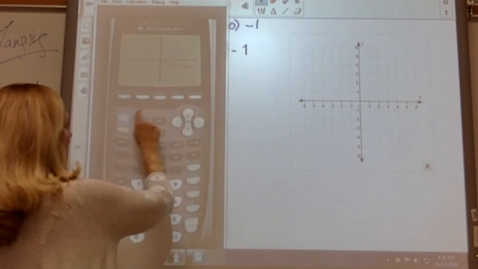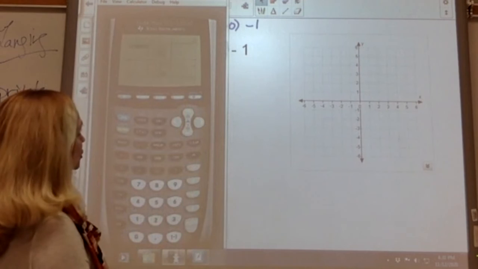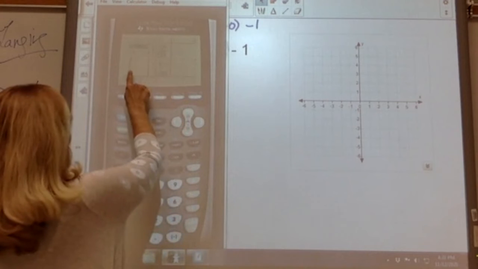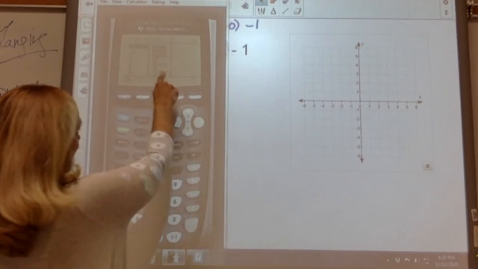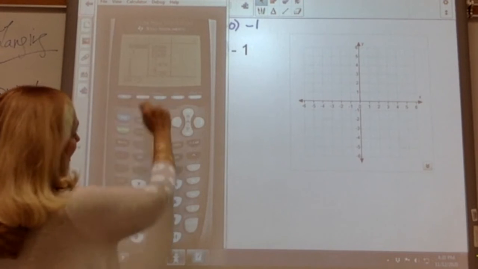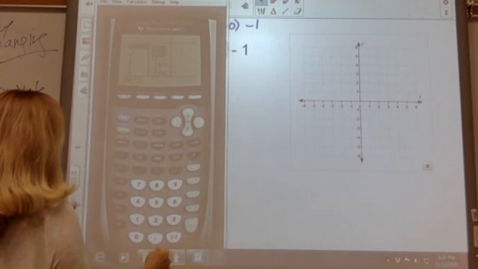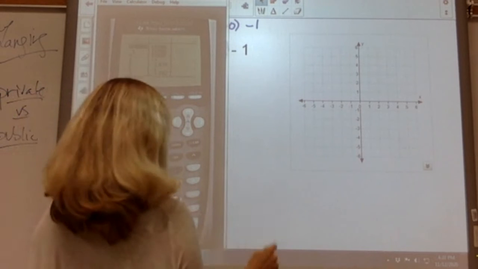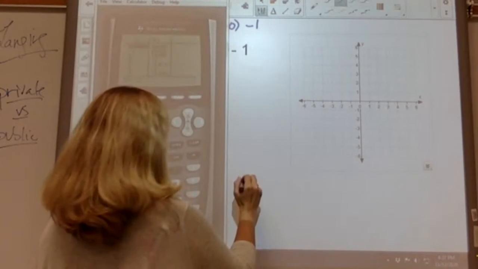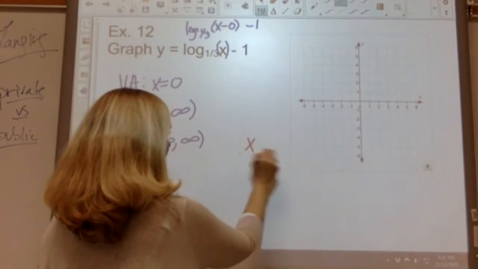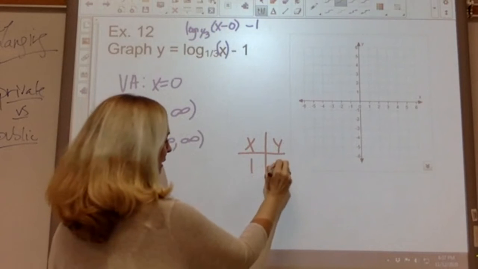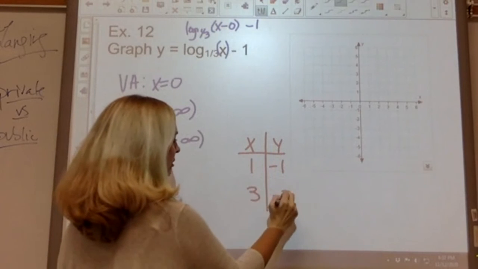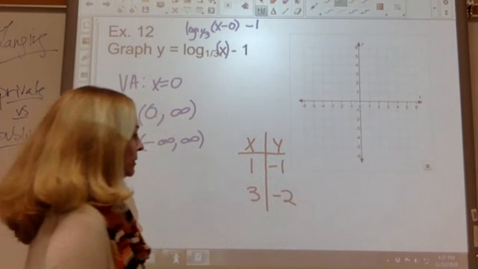And so then I'm going to go to the second graph to see my XY chart. So at 1, I have -1, and then at 3, I have -2. I'll just use those numbers. So 1 is -1 and 3 is -2. And I could graph the decimals if I wanted to, but this is good.